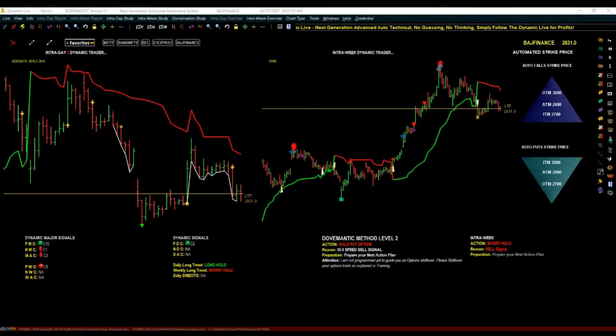Mr. Sushil, do you want to check Silver Mini as per dynamic system? Because you know that Silver Mini, we don't get it in dynamic live as of now. In the meantime, let me check Asian Paint.